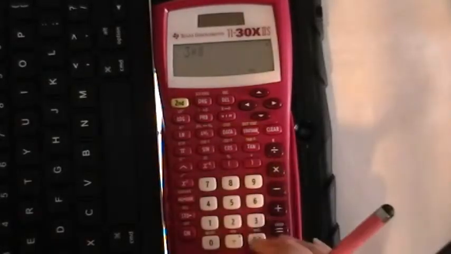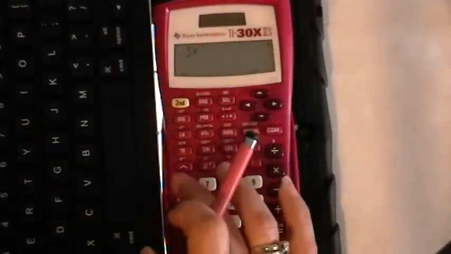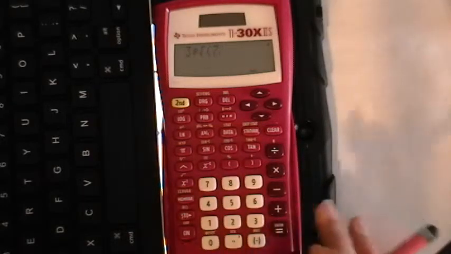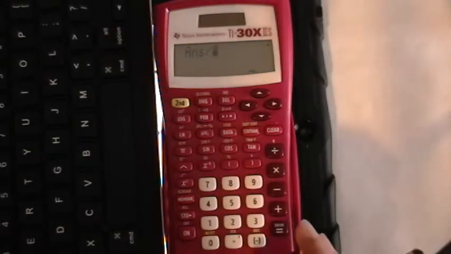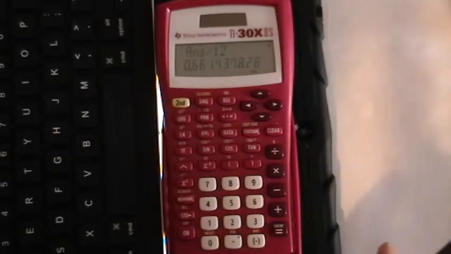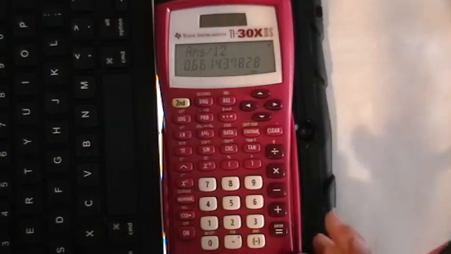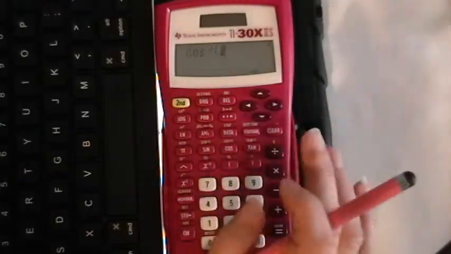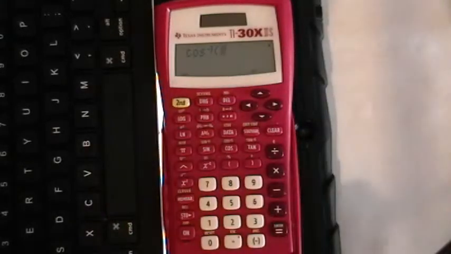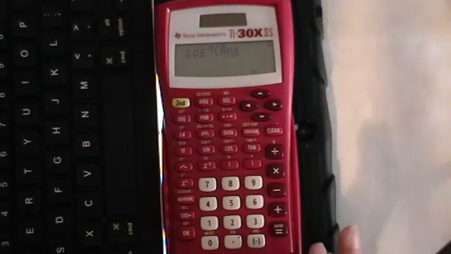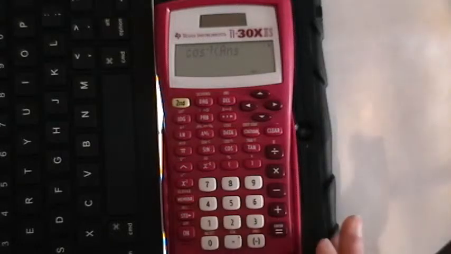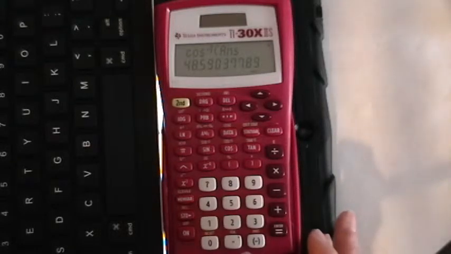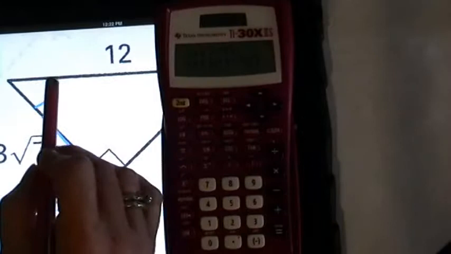Okay, let's do this one a little bit differently. Let's do 3 times the square root of 7 equals divided by 12 equals, now that's our ratio, so let's use our inverse cosine, and then we're going to use the second answer button so that it pulls up our answer and gives us 48.59, which is 48.6.